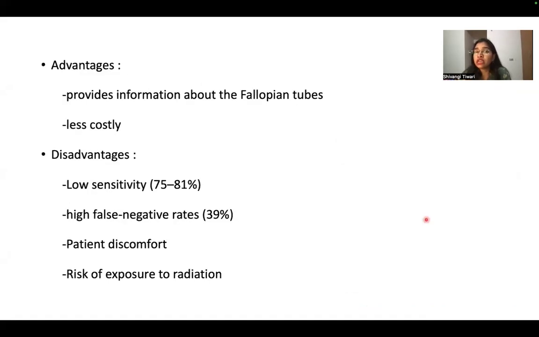Advantages of HSG are it provides information about the fallopian tubes as well, and it is less costly. Disadvantages: it has low sensitivity, 75 to 81%, high false negative rates of 39%, patient discomfort, and risk of exposure to radiation.